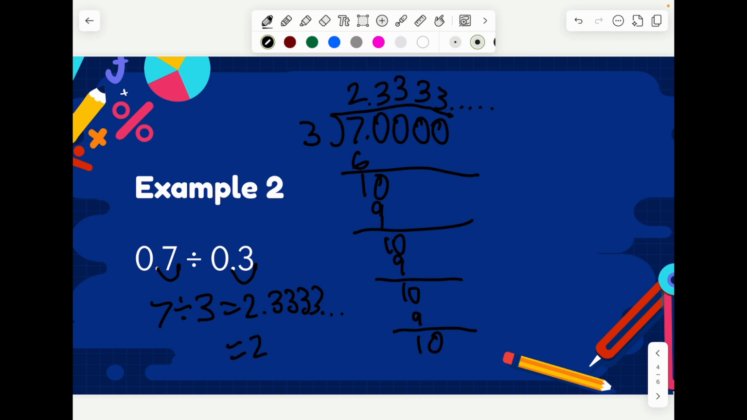There's a better way to write this though. We just write 2.3, and since 3 is the digit that's repeating, we draw a line over it, and this is read as 2.3 repeating. This means that the 3's will go on forever. And that's our answer to this problem.